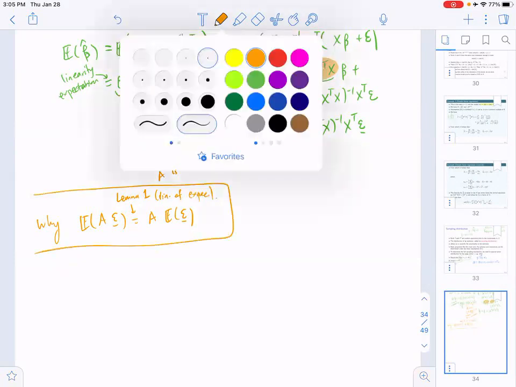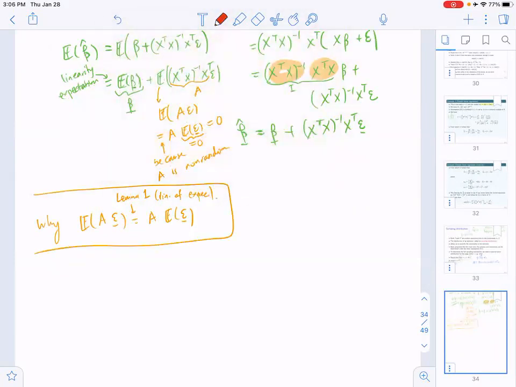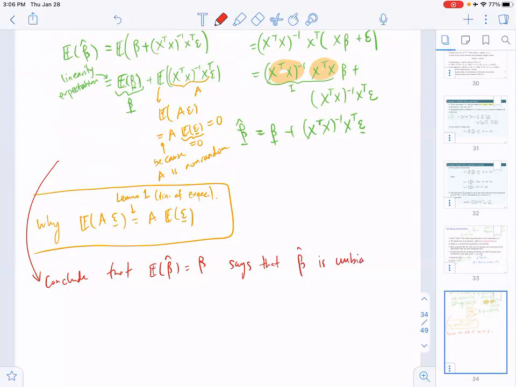So, conclusion. We conclude that the expectation of beta hat is beta. And so this says that beta hat is unbiased. So we have actually proven this statement. We don't need to use it, we just proved it.